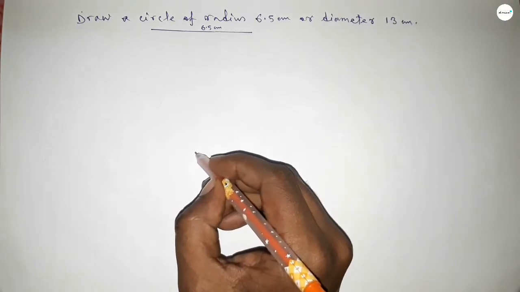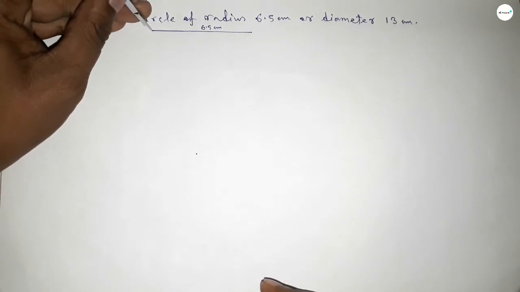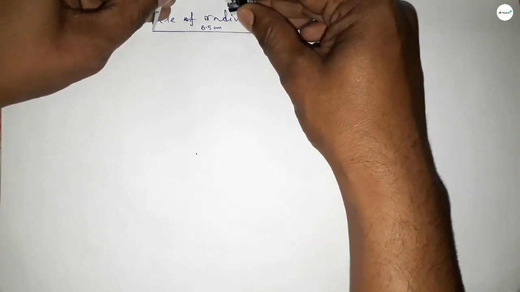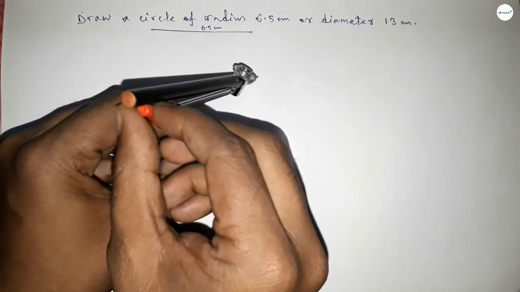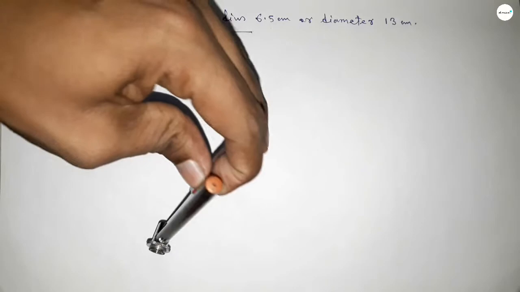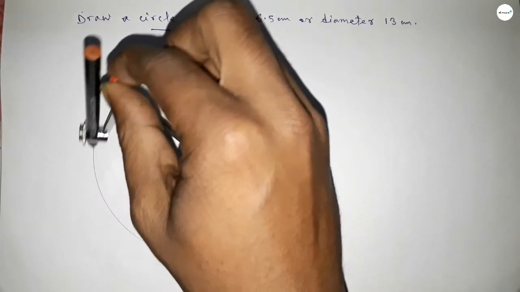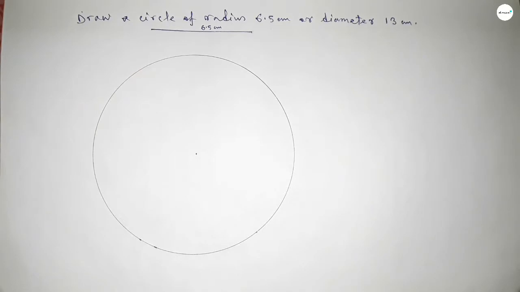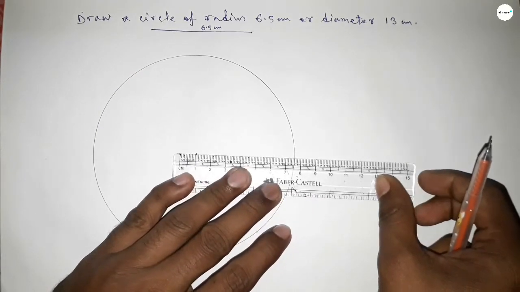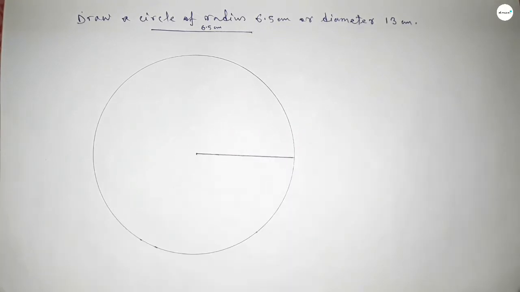Now taking here a point here. Next, taking the length 6.5 centimeter by using compass by this way and putting the compass on the point. Next, drawing here an arc by this way and which represents a circle with radius 6.5 centimeter. So now joining this one, and this is the radius of this circle.